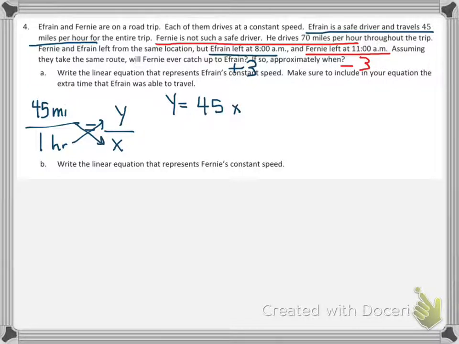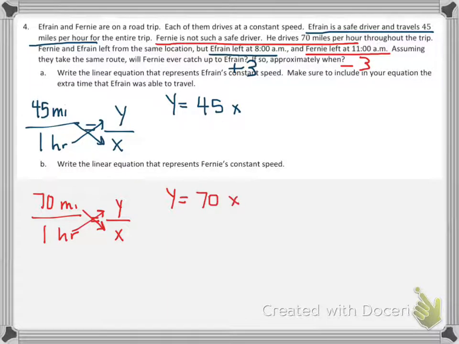Okay? And then let's look at Fernie. Fernie is traveling at 70 miles per hour, 70 miles every 1 hour. Set that equal to our dependent variable, distance, over independent variable, time. And again, means extremes gives us y equals 70x.